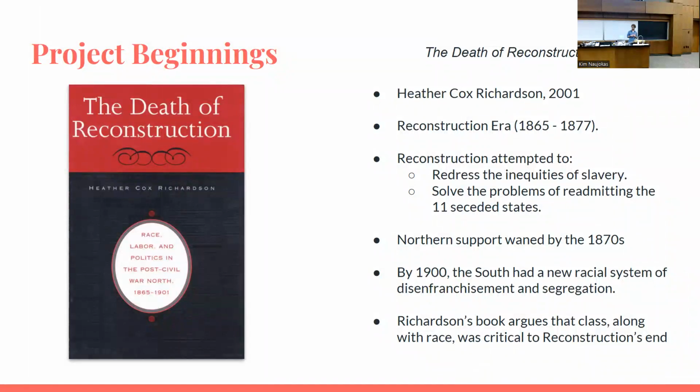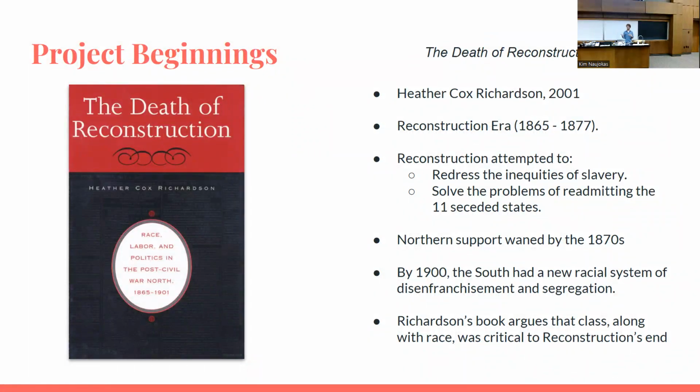depicts or makes an argument for Northern support waning during the Reconstruction era. And the Reconstruction era, for those who don't know, it's Reconstruction with a capital R, and it is a period immediately after the Civil War up until about 1877 or so. And it's where our country grappled with the questions of how to redress the inequities of slavery and how to readmit the 11 seceded states.